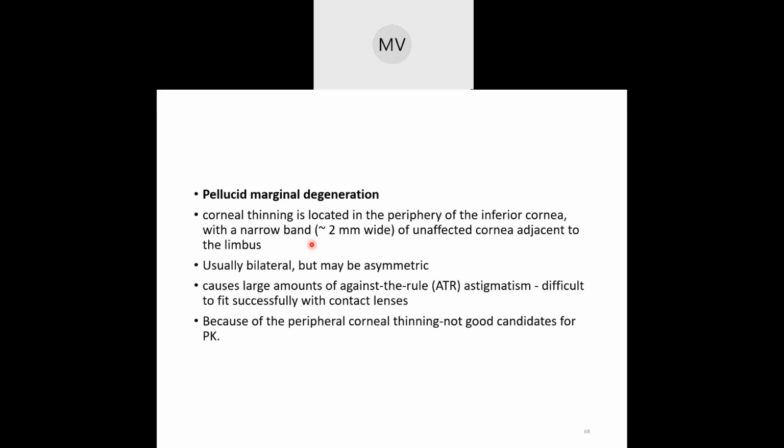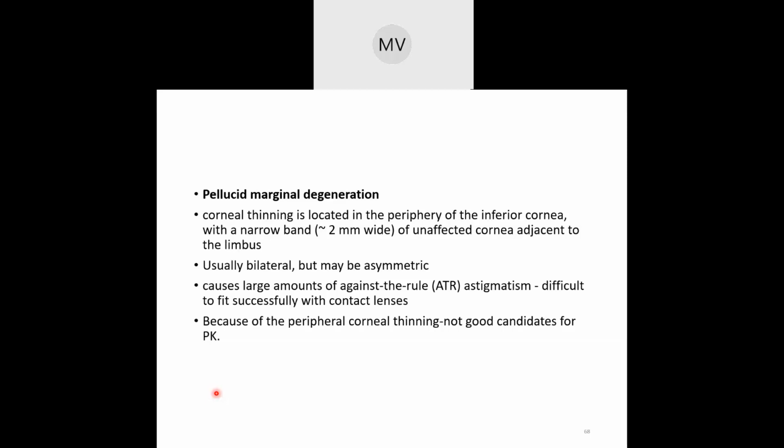Then pellucid marginal degeneration. Corneal thinning is located in the periphery of the inferior cornea with a narrow band, approximately 2 millimeters wide, of unaffected cornea adjacent to the limbus. Usually bilateral, may be asymmetric, and causes a large amount of against the rule astigmatism. Difficult to fit successfully with a contact lens because of the peripheral corneal thinning, and not good candidates for penetrating keratoplasty.